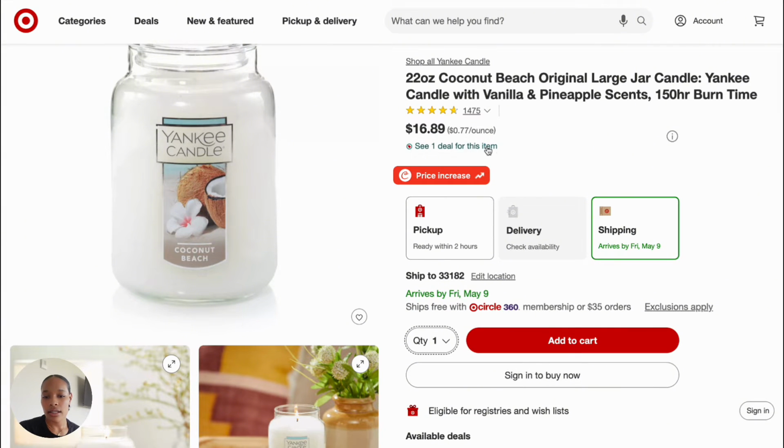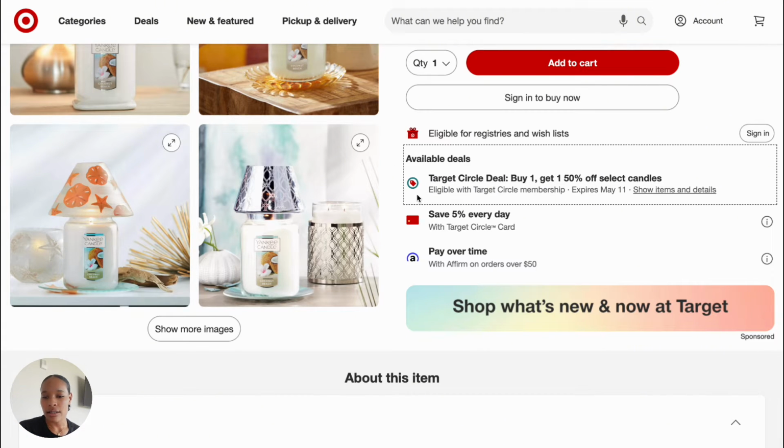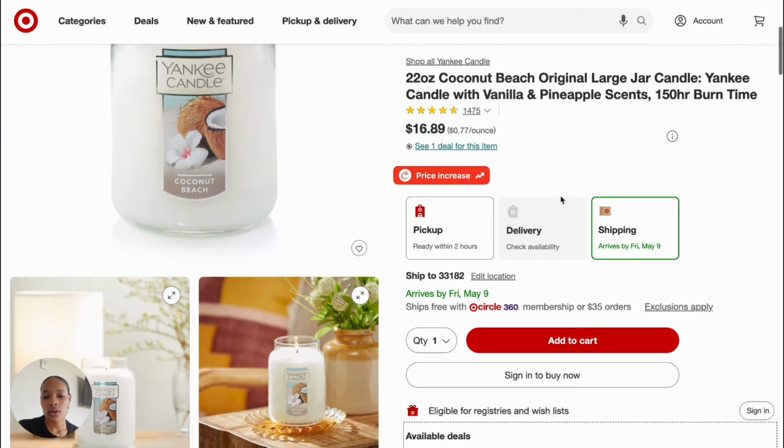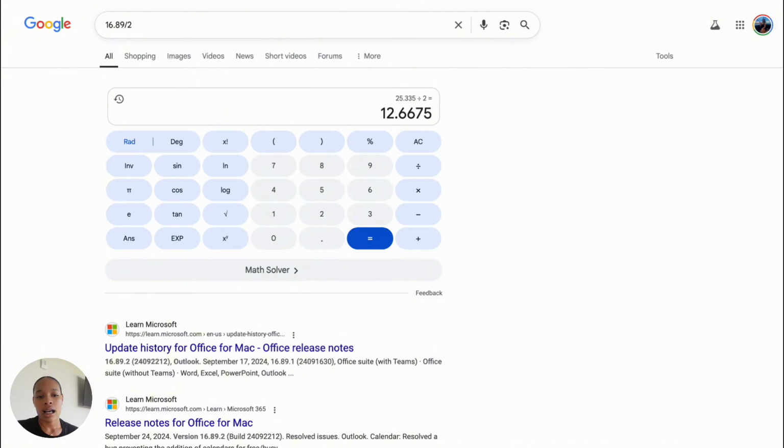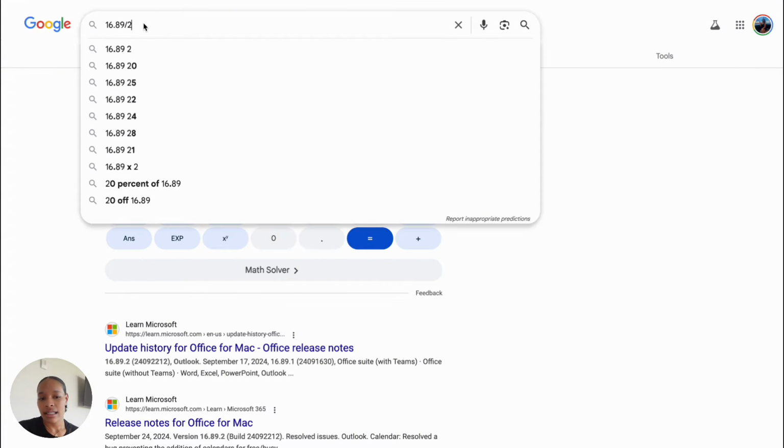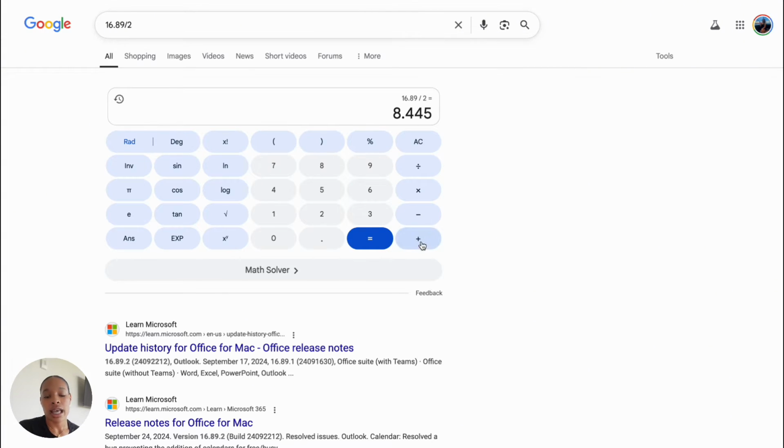As you guys can see here, you see one deal for this item, and it says buy one, get one 50% off select candles, and it expires May 11th. So if we do the calculations with this product, basically we would be doing the 16.89 divided by 2, and then we'll do plus 16.89 again, and then let's just divide it by 2. And we see 12.66 is going to be our cost price. Now, if you are charged tax, you're going to add the tax percentage based off of your state. Mine is 7%. So I would add in 13.55 into my cost price on SellerAmp.